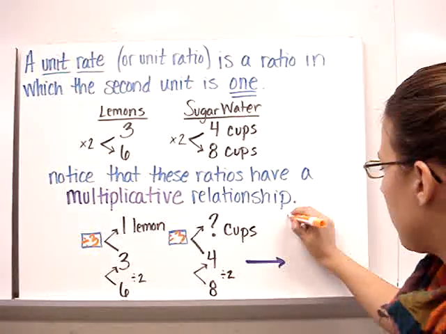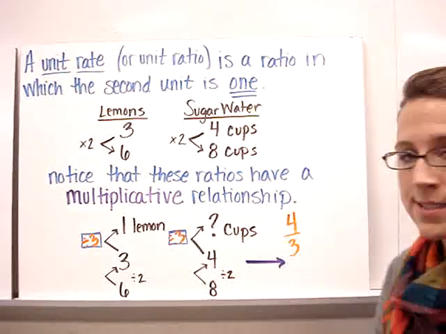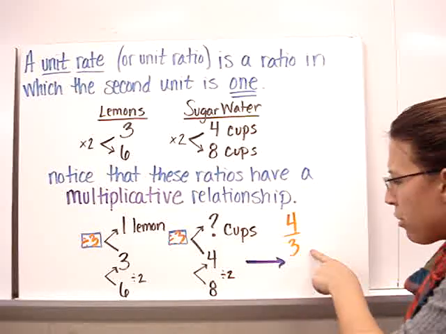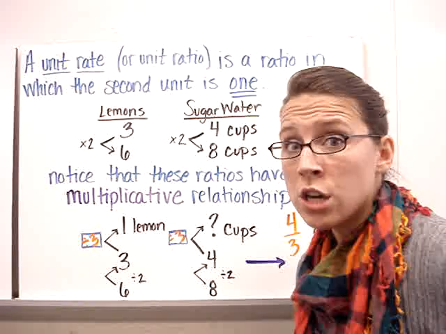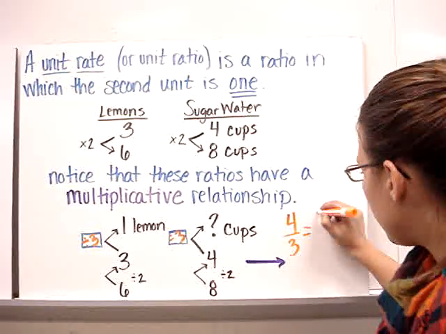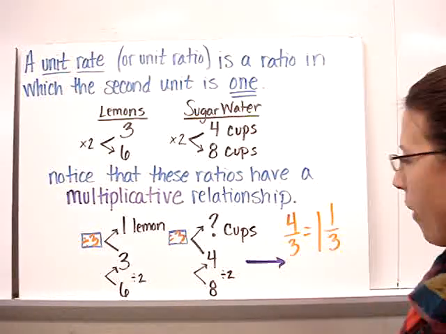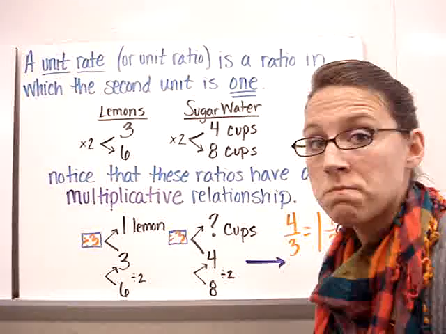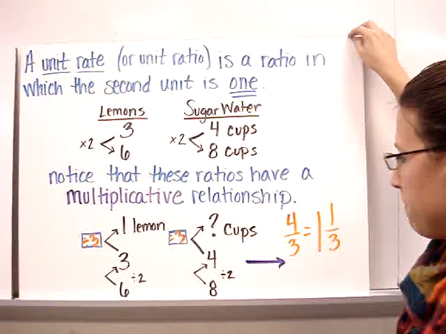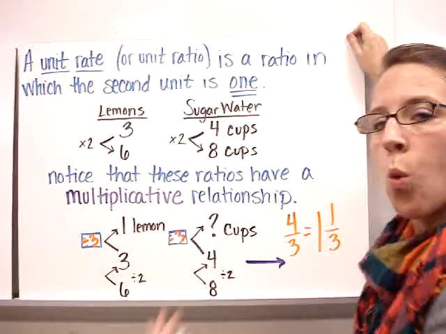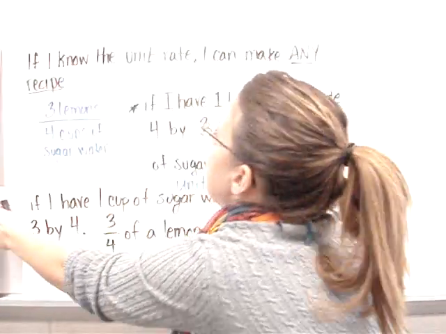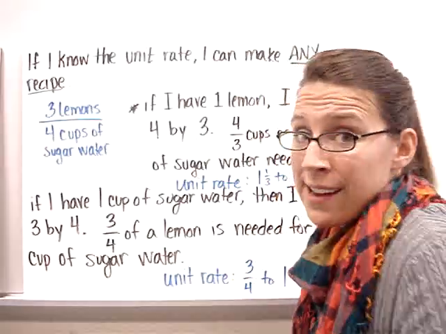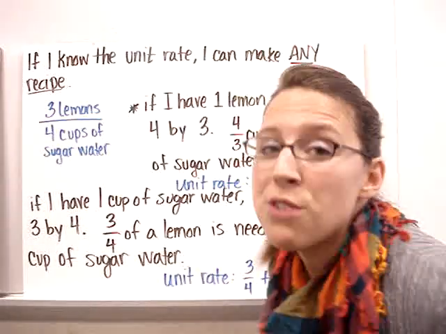So that would look initially like this, right? 4 divided by 3. How else can we say 4 divided by 3? 4/3. 4/3 is equivalent to 1 1/3 cup of water. So there you go. For every 1 lemon, 1 1/3 cups. So if I know the unit rate, then I can make any recipe.